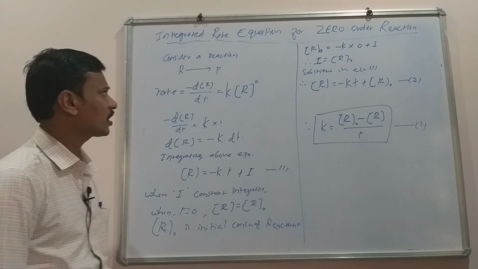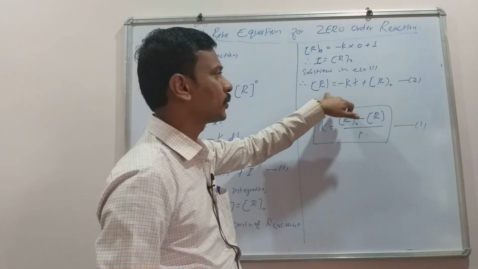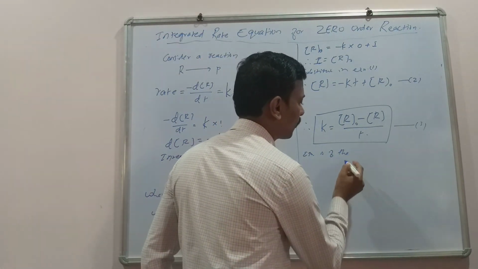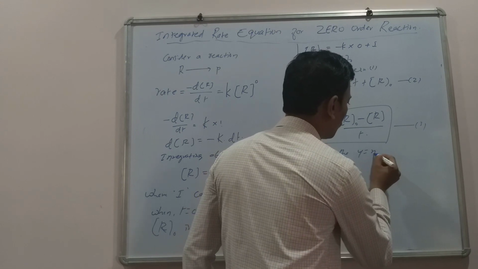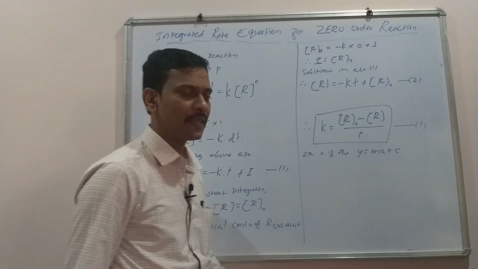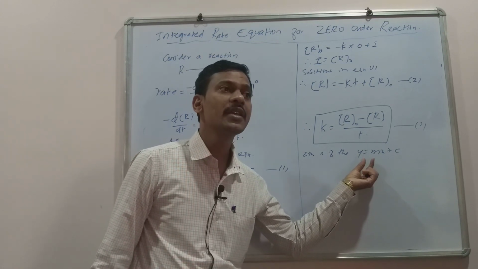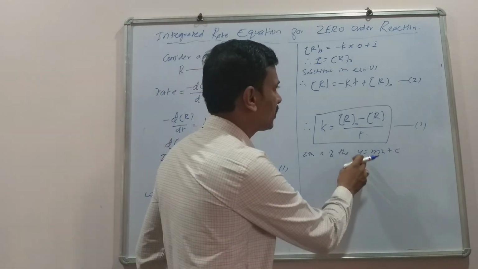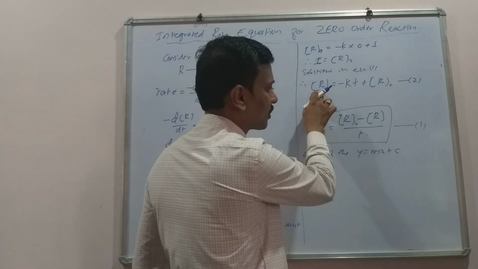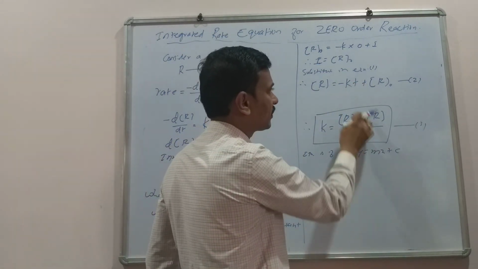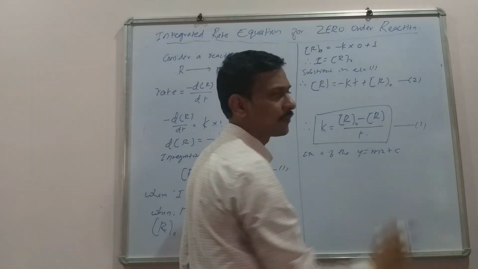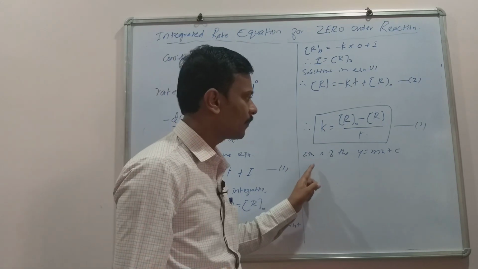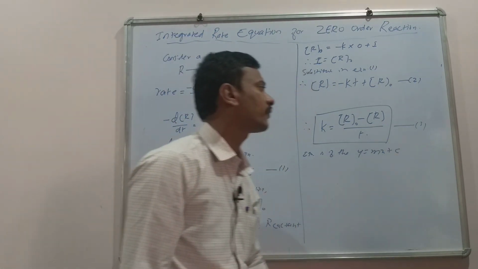Now come to equation number 2. Equation number 2 is of the form y is equal to mx plus c. I think you know this is the equation of a straight line. Here y is the concentration of R, x is the other variable, that is t, and R naught is c, the intercept. So equation number 2 is of the form y equals mx plus c, the equation of a straight line.